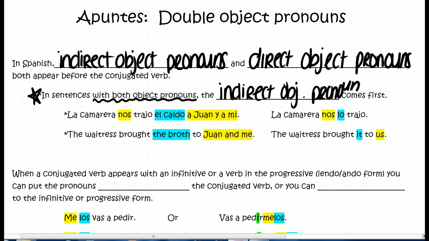Okay, so for example, la camarera nos trajo el caldo a Juan y a mí. Nos is our IOP, el caldo is the DOP. When we put them both in one sentence, our IOP comes first. La camarera nos lo trajo. Same goes here. In the English sentence, the waitress brought the broth to Juan and me. The waitress brought it to us. So in English, it's a little bit opposite. So make sure that you know in Spanish that your IOP is always going to come before the DOP in a sentence.